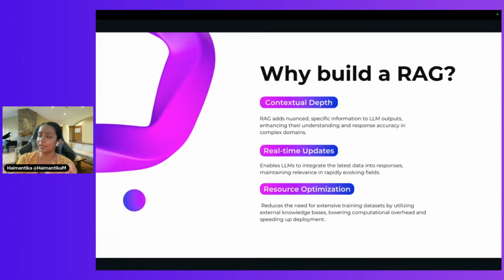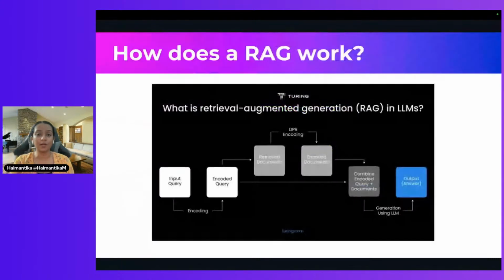And in the example before, I also showed you that when there are use cases where you need updated information, that's also another reason why you build a RAG. So that's about what a RAG is, why you build a RAG, and when you build a RAG. Next is, how does a RAG work?